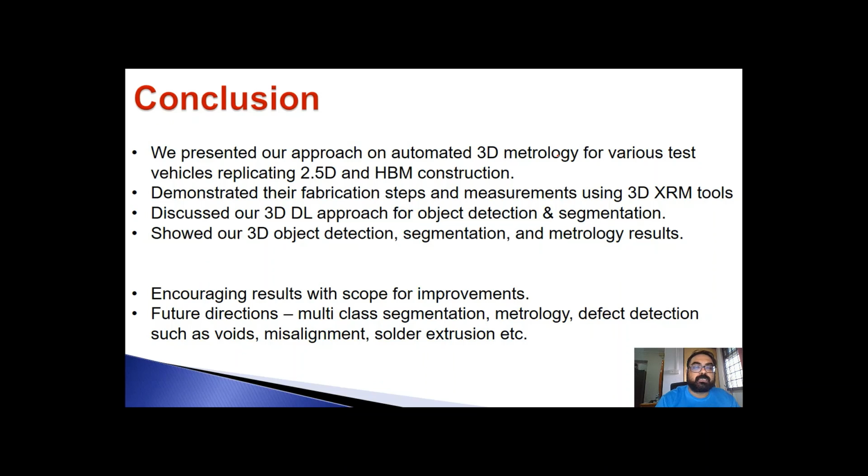So in conclusion, we presented our approach on automated 3D metrology for different test structures such as TSVs, memory die, and logic die. We demonstrated the fabrication steps as well as how we measure the data in 3D. After that, we discussed our 3D deep learning approach for object detection, segmentation, and metrology. The results are very encouraging, but there's definitely scope for improvement. In future, we want to look at multi-class segmentation where we're able to separate out copper pillar, copper pad, and bumps, perform 3D metrology, and look at different defects such as voids or pad misalignment. So there's a lot of good work that we can do in future with these test structures.